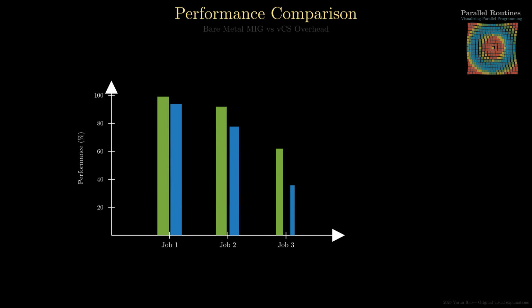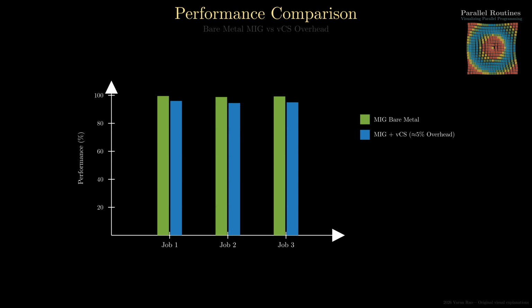Virtualization introduces a measurable but limited performance overhead. Measurements show that VCS running on MIG instances typically incurs about a 5% reduction compared to bare metal MIG. In example inference workloads across multiple instances, VCS maintains approximately 95% of native performance. This overhead is associated with added management and orchestration capabilities such as VM provisioning, migration, and monitoring.